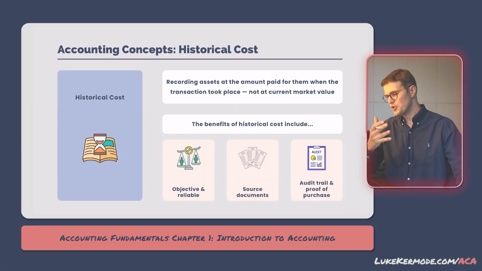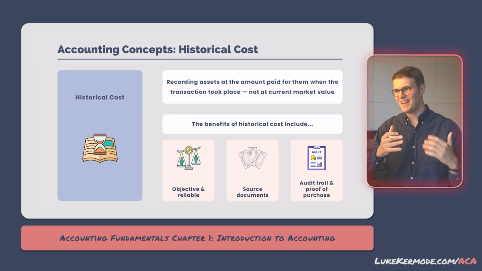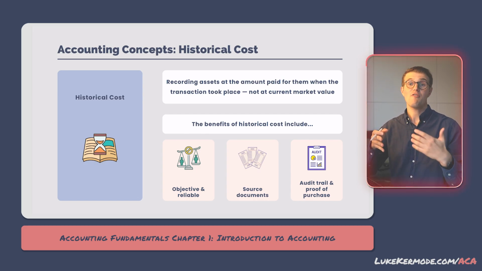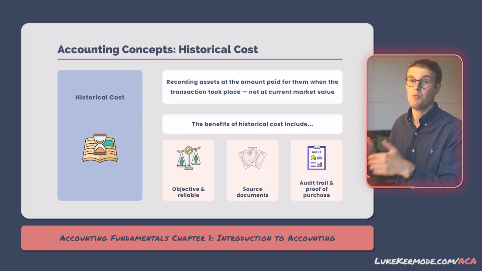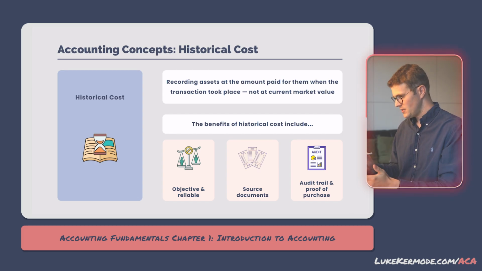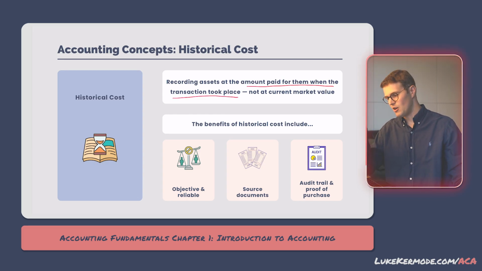Many items in the financial statements are measured at historical cost, but what does this actually mean? Well, historical cost refers to recording an asset at the amount that was paid for it when the transaction took place, when it was acquired, not what it might be worth today. So it's the amount that was paid by the business to purchase the asset originally. It's not current market value.